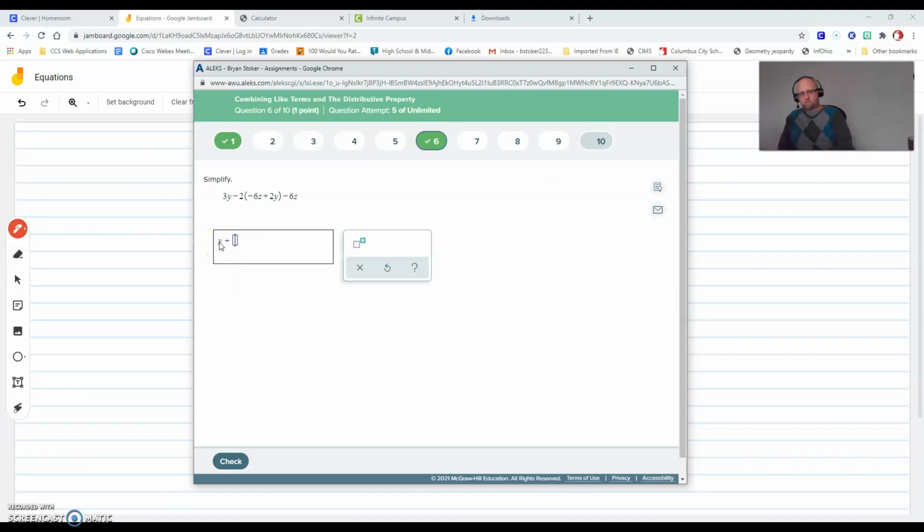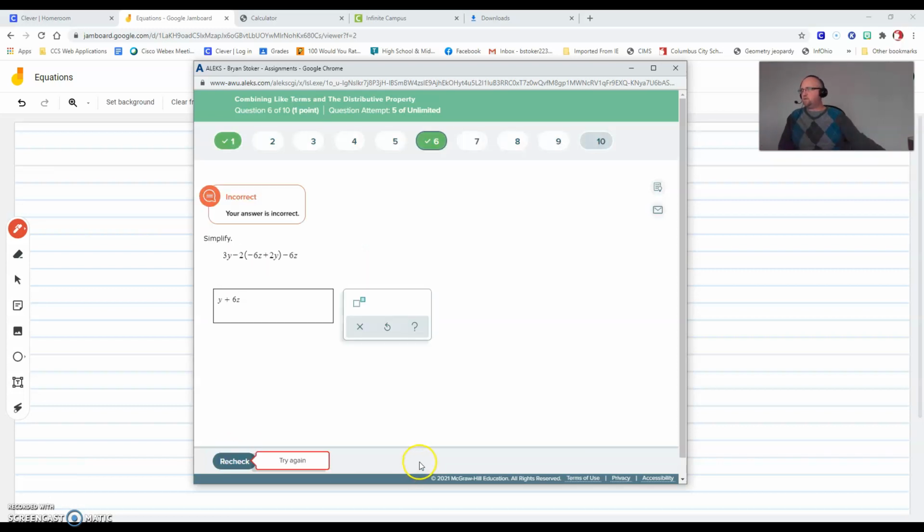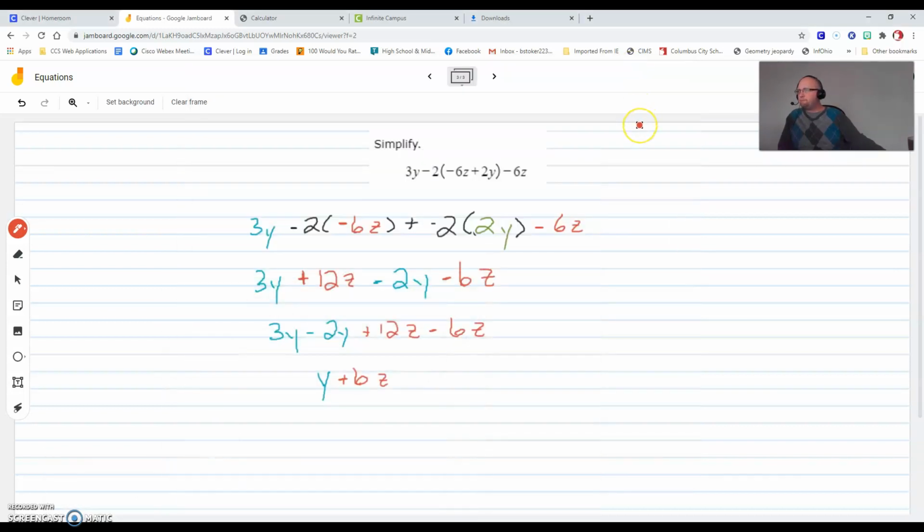Y plus 6z. I check. Did I not? Okay, let me go back and look at my work. Where did I mess up? Obviously something. Oh, I know exactly where I messed up. And this is, again, why you want to write down all of this and make sure that you're doing it. I forgot to do my multiplying. Negative 2 times 2 is going to give you negative 4y.